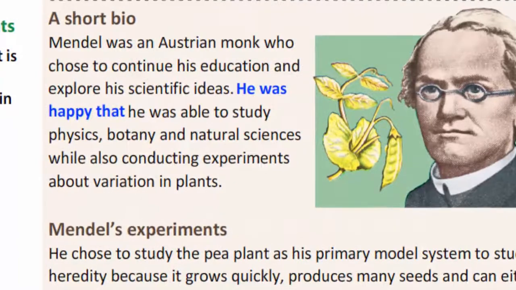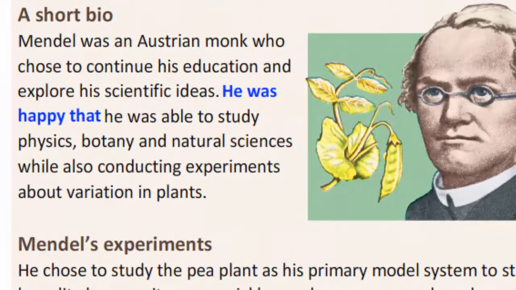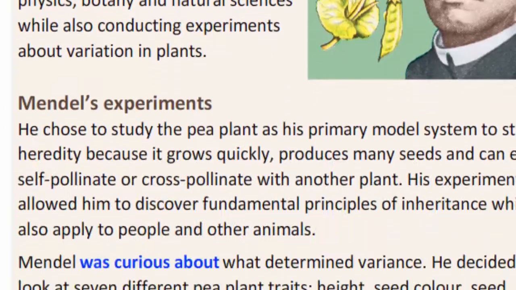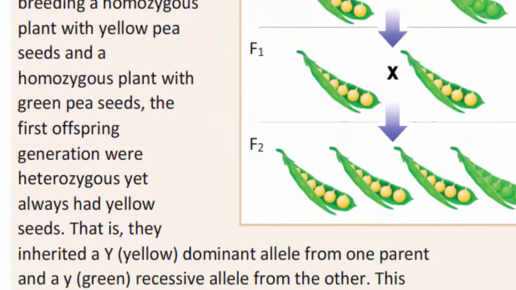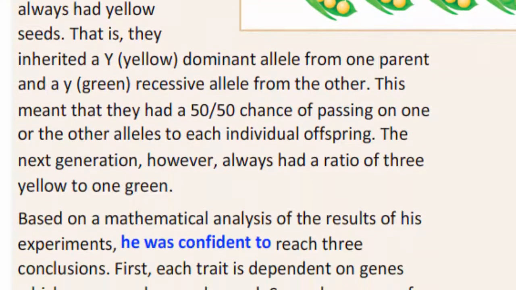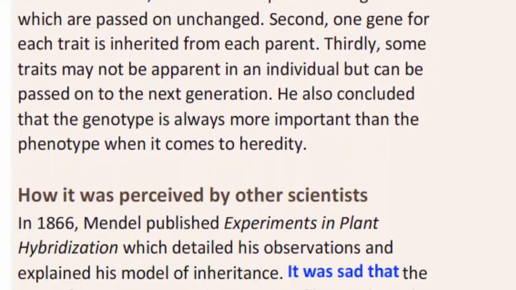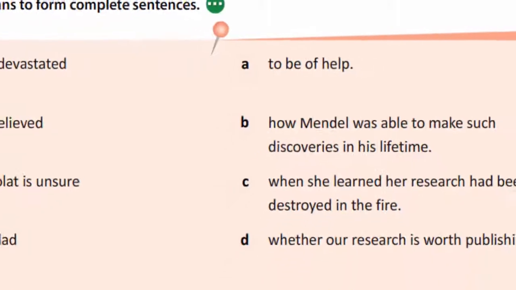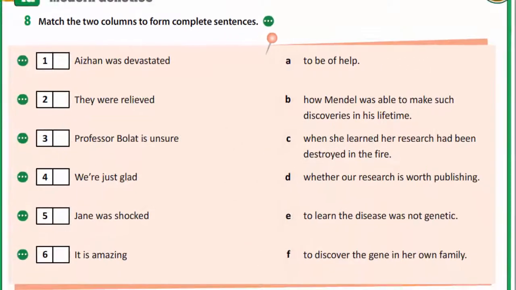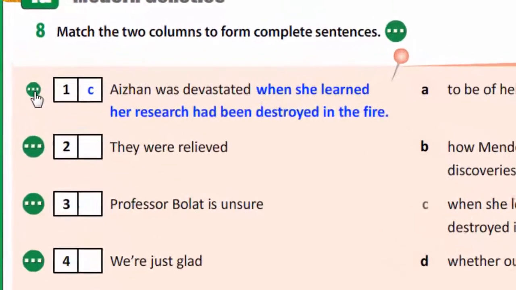He was happy that he was able to study. Mendel was curious about what determined variance. He was confident to reach 3 conclusions. It was said that the scientific community took no notice. In the 8th exercise, you are to match the 2 columns to form complete sentences. Write them down in your copybooks as it is given in the example.